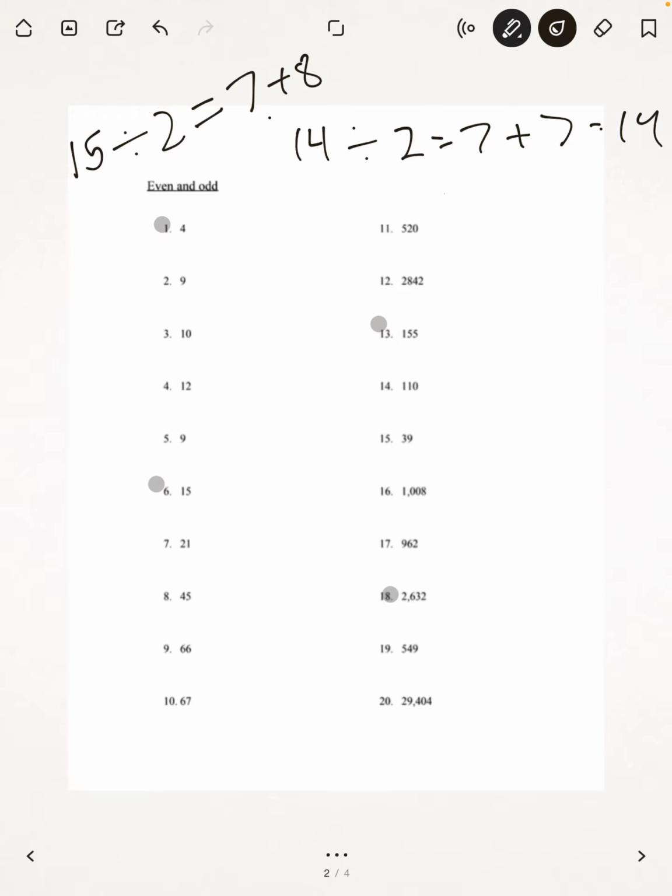So 4 can be divided by 2. 2 plus 2, so this is even. 15, let's read it over here. 15 is odd, because 15 divided by 2 is 7 and a half. You can't do that, so it's going to come out as a decimal number. So this one's odd.